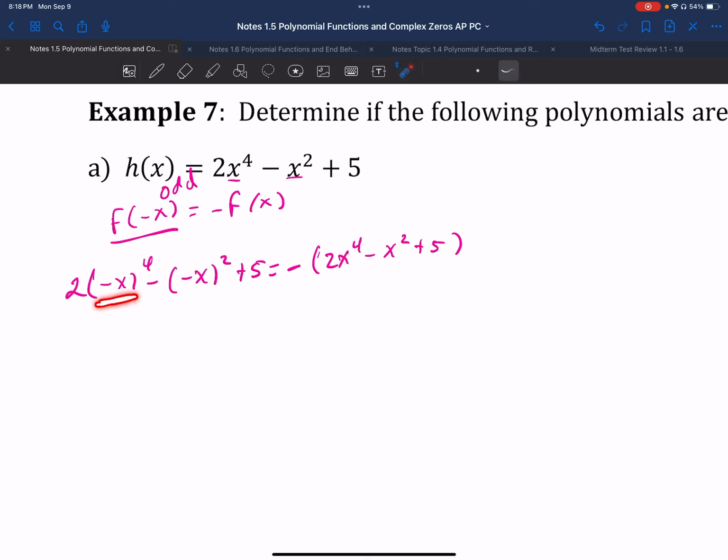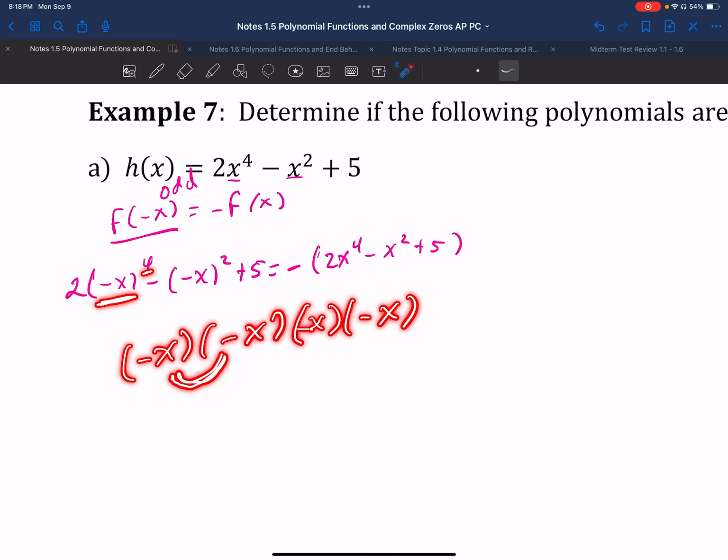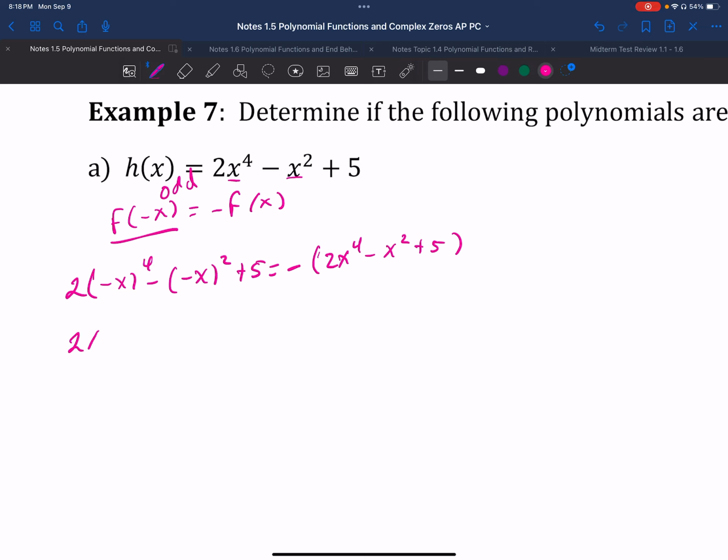Don't forget, if you have a -x to the 4th power, all it means is I multiply -x times -x times -x times -x. After that, I know that these two multiply will give me +x squared, and then I know that these two multiply will give me +x squared. So this actually simplifies to +x to the 4th. Don't forget you have a 2 in the front, so this will give me 2x to the 4th. And then the same thing happens here. -x times -x will give me +x squared, but I have a negative in front.